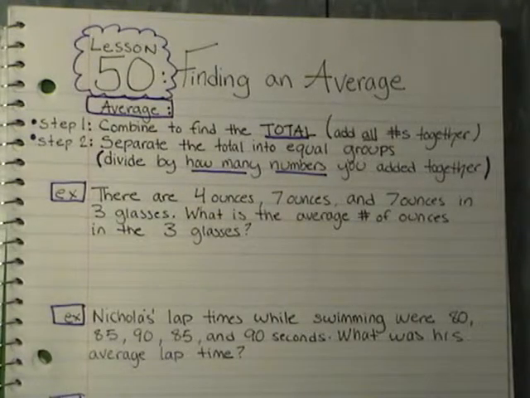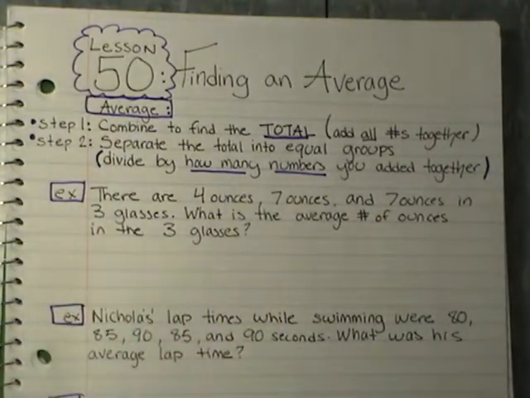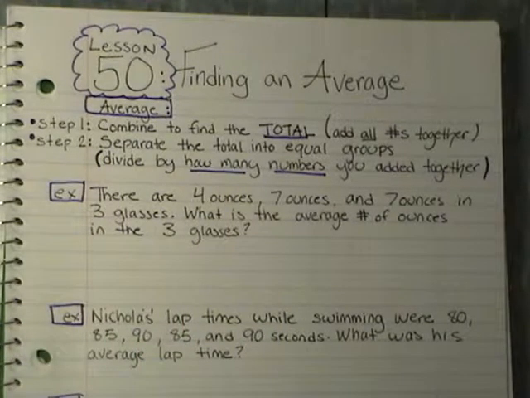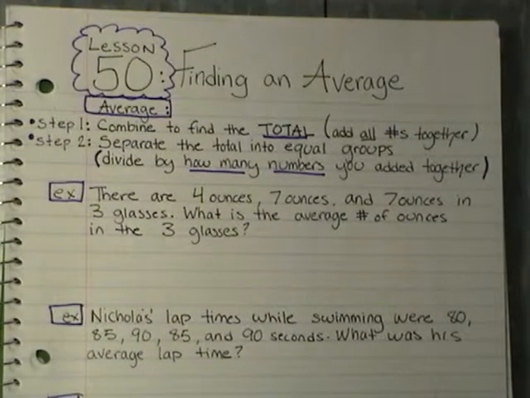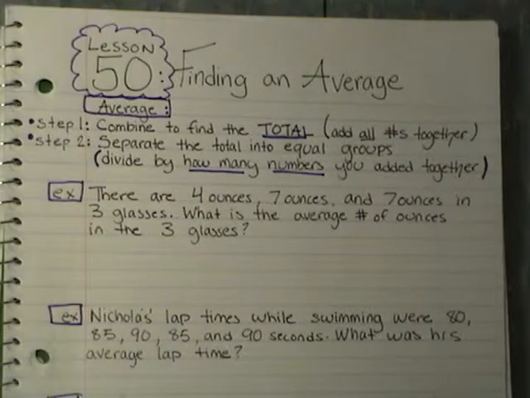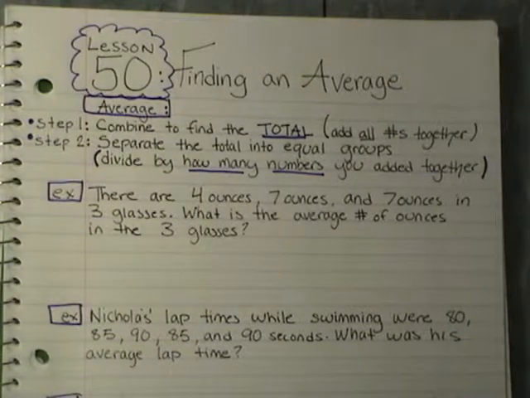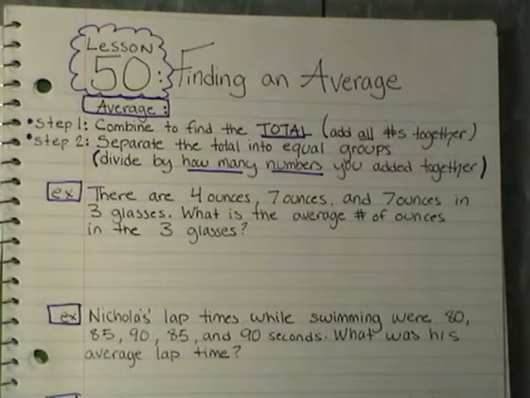So if you added a bunch of numbers together and you got, let's say, 30, and then you count how many numbers you added and you had 5, then you do a quick division problem right there. So I'm going to show you what that means and how that looks in the first example. It says, there are 4 ounces, 7 ounces, and 7 ounces in 3 separate glasses. What is the average number of ounces in the 3 glasses?